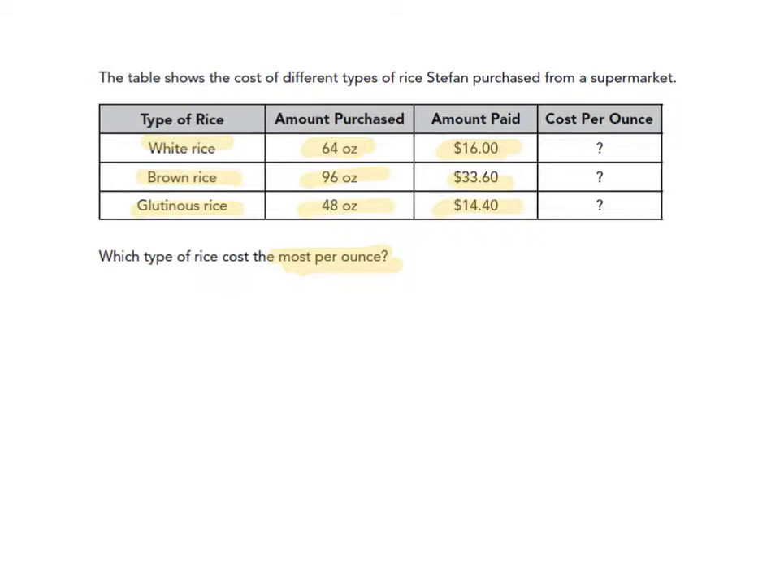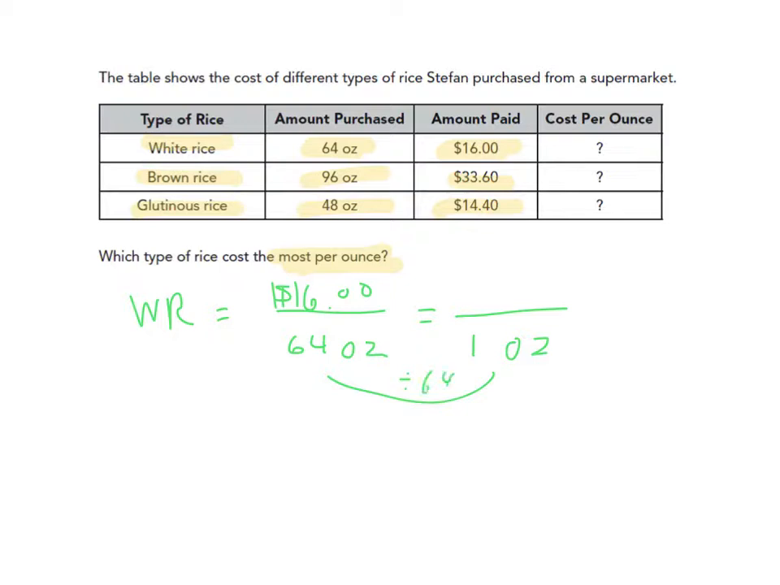So I know I want to find which one costs the most per pound. I'm going to take the white rice and set it up so I can find its single ounce. Originally, I bought 64 ounces, and that was $16 worth. But I want to find a single ounce, so I know if I divide this by 64, and I divide this by 64, and type that into my calculator, it tells me that it costs 25 cents per ounce for white rice.